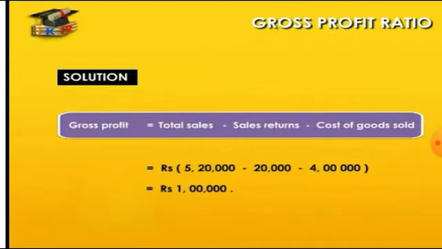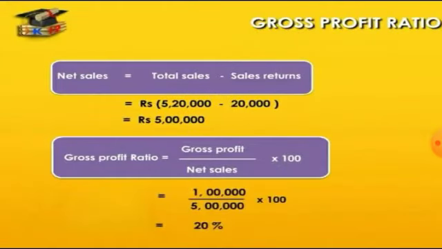The formula for finding out the gross profit is equal to total sales minus sales return minus cost of goods sold. So here the total sales 5,20,000, sales returns 20,000 and cost of goods sold 4 lakhs. Here we are getting 1 lakh.